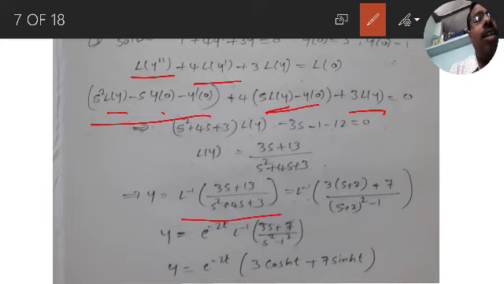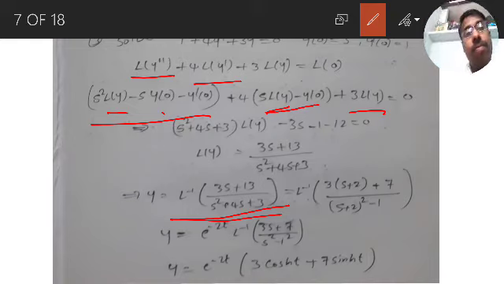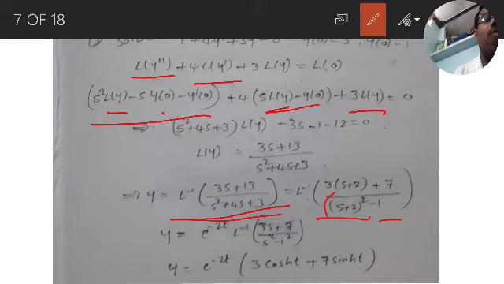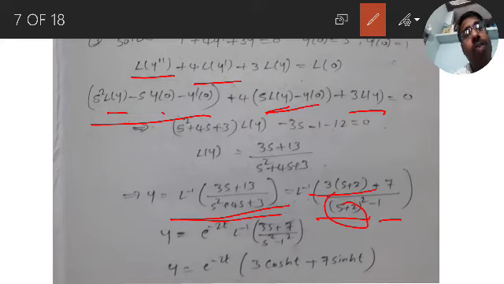Now we write this as a plus b whole square, that is s square plus 4s plus 4. But we are having only 3. What to do? 3 can be written as 4 minus 1. So s square plus 4s plus 4 minus 1. So s square plus 4s plus 4 is s plus 2 whole square, and minus 1. But the denominator is in terms of s plus 2. You have to write the numerator also in terms of s plus 2.